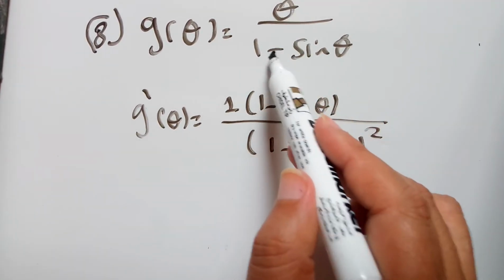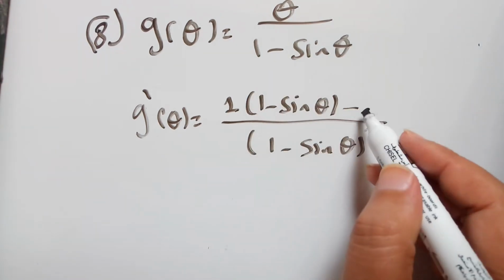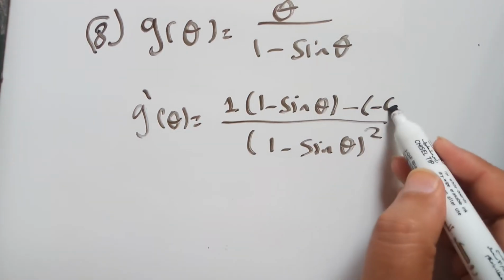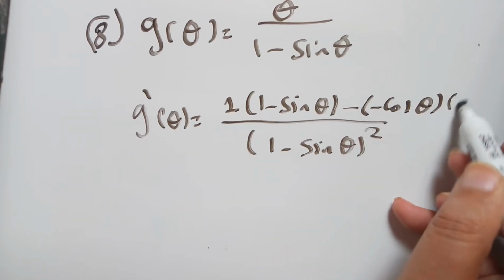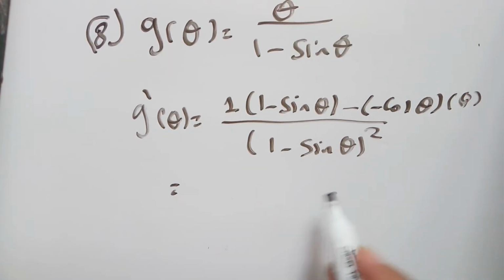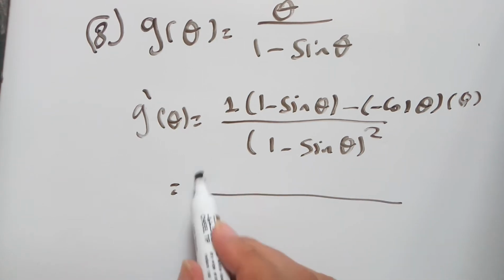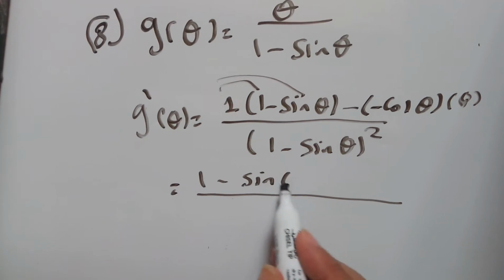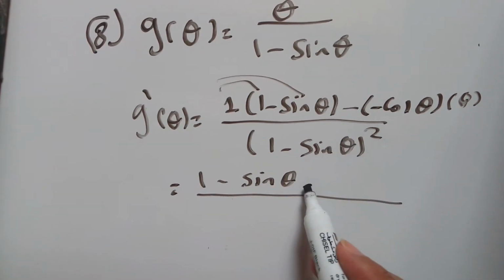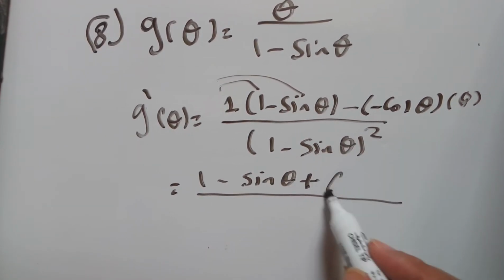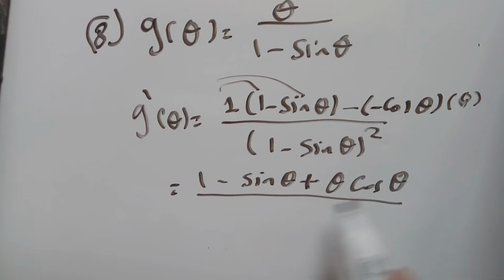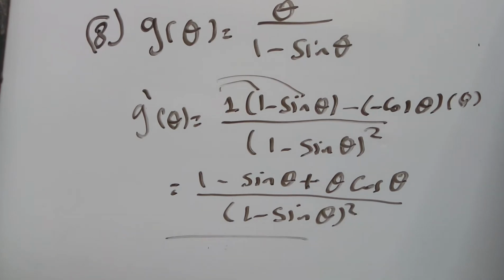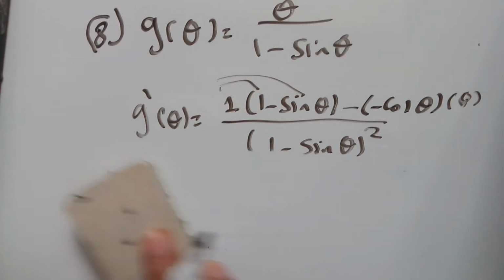Then u prime multiplied by v minus, what is the derivative for 1? It is 0. What is the derivative for negative sine? It will be negative cosine theta multiplied by theta up. Simplify your writing here. It will be 1 minus 1 multiplied by 1, 1 multiplied by negative sine, it will be negative sine theta. Negative by negative, it will be positive theta cosine theta over 1 minus sine theta all squared. Okay, number 9.